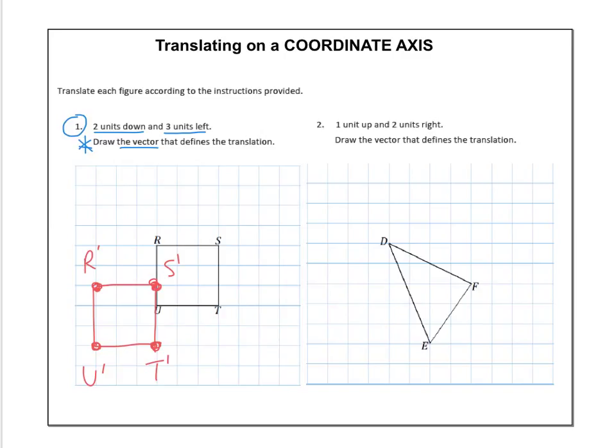To draw the vector to define a translation, all you have to do is simply connect 2 corresponding points. So we'll take R and R prime. If I connect R to R prime and put an arrow there, that is going to be the vector that defines how this square moved. Alright, there's a vertical component, the down part. There's a horizontal component, the left part, but the one vector that defines it is any vector that connects corresponding points. If you'll notice, if you connect T to T prime, it's the same arrow, same length, same direction. Number 2 is the same thing. I'm not going to go through it, but you can take a look at it if you'd like.